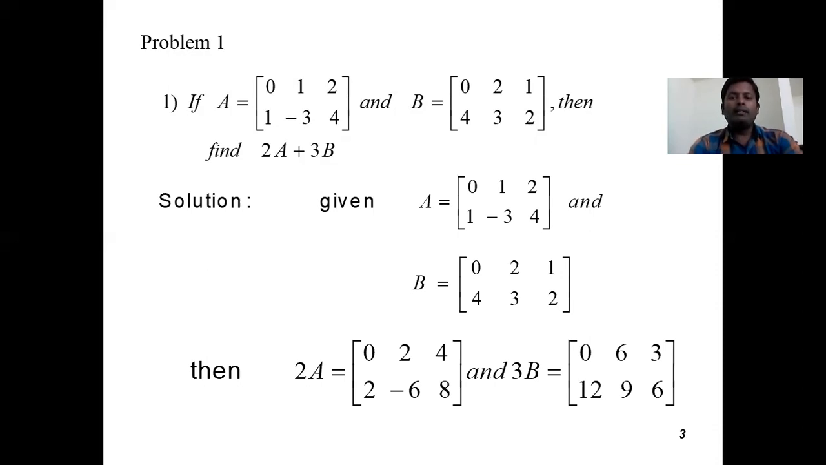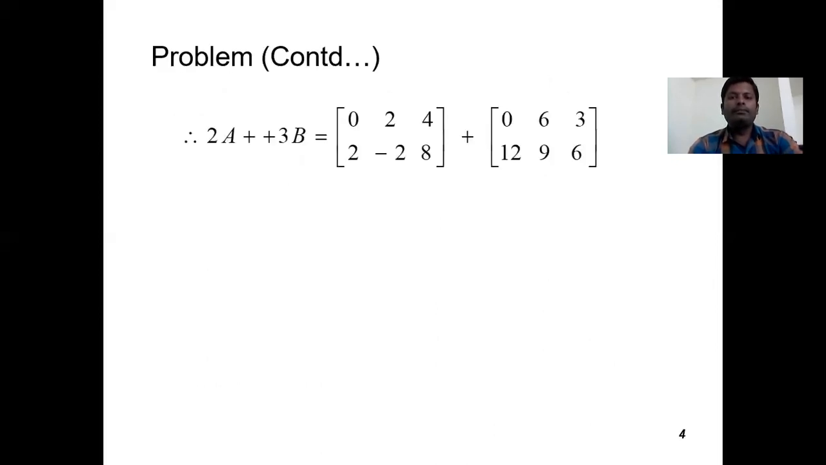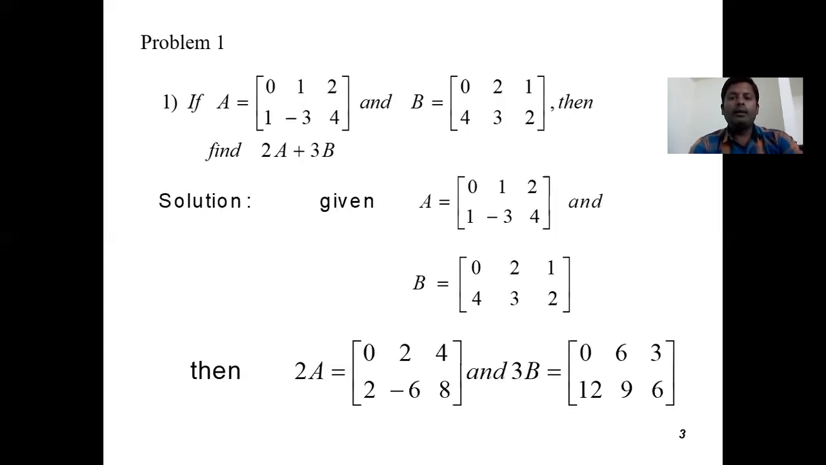Here the A matrix is given. Now we multiply 2 with A, then multiply 3 with B. You see here, 2A means [0, 2, 4; 2, -6, 8], we multiply with 2. And 3B is [0, 6, 3; 12, 9, 6]. That means 3 into 0 is 0, 3 into 2 is 6, 3 into 1 is 3, 3 into 4 is 12, 3 into 3 is 9, 3 into 2 is 6.